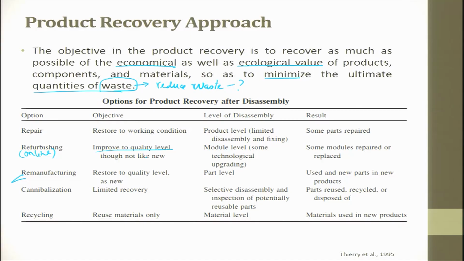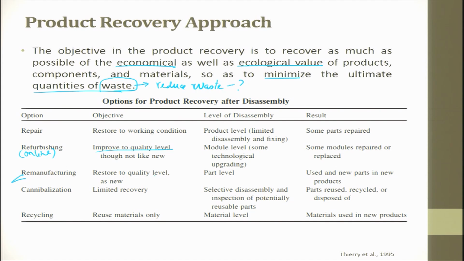So, now what the company does is take those products, replace those batteries and then start selling them once again, and they put a stamp saying that it is a refurbished part. So, improve to quality level, though not like new. Modular level, I said battery is a module, some technological upgrading, maybe a software upgrading, is also refurbishment. So, some modules are repaired or replaced.